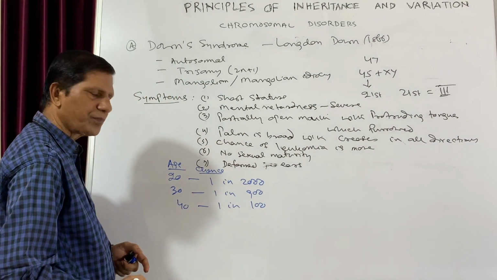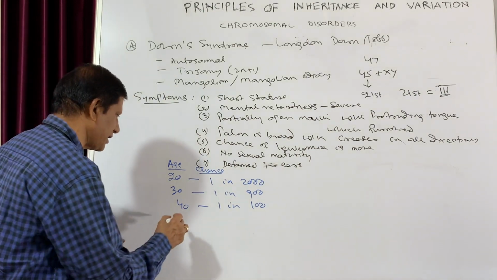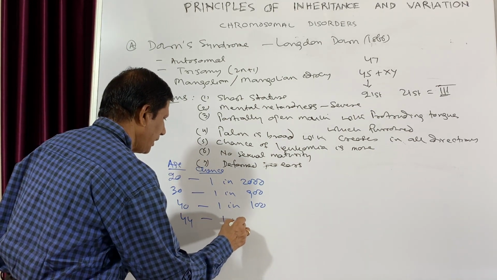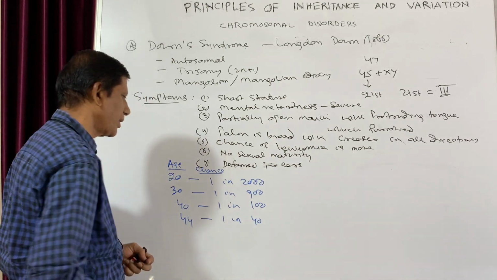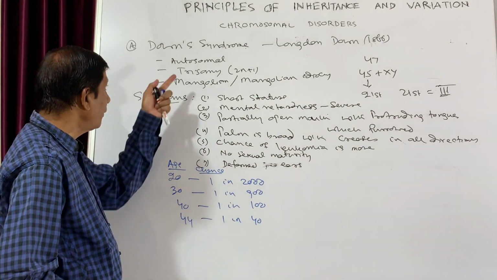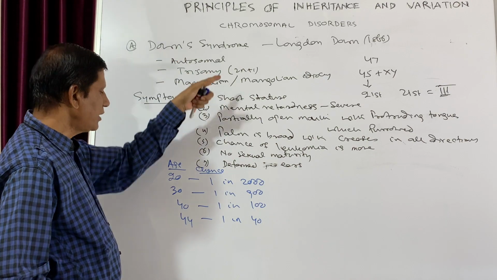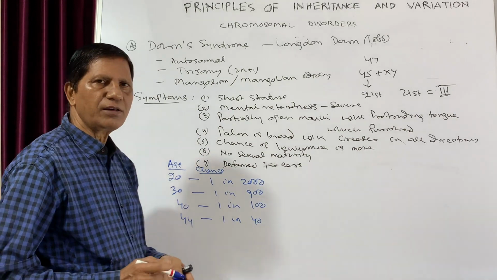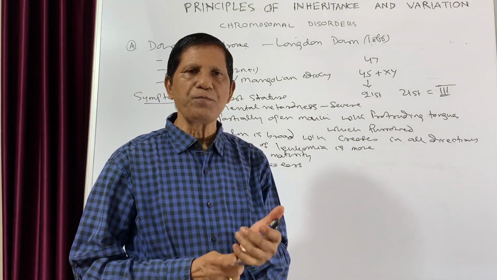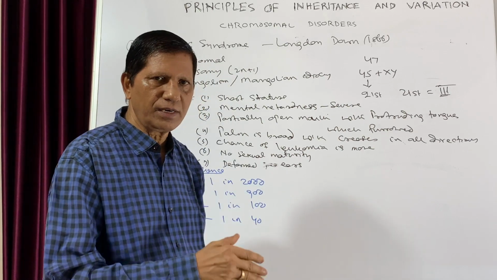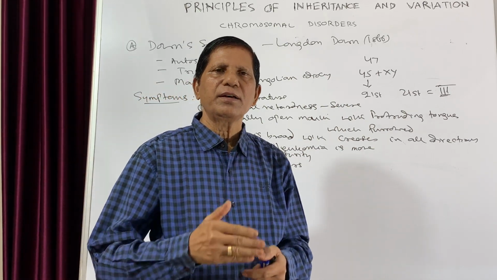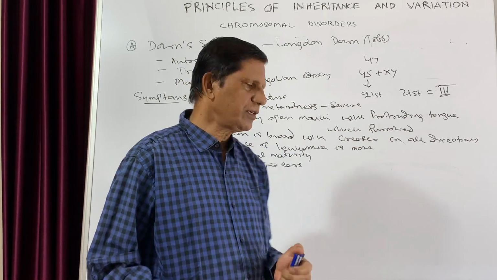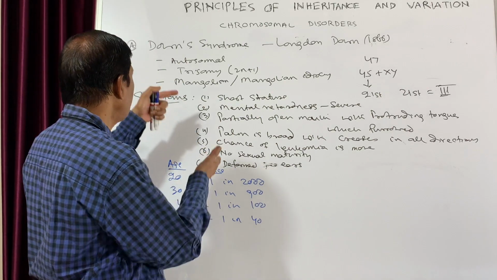And when the age of the mother still increases, suppose the age of the mother is 44, then it will be 1 in 40. That means the probability of children born with Down syndrome will increase. With the greater age of the mother, the chance of Down syndrome increases. That is why after a particular stage, after 30-35 years, the mother should not give birth to offspring, because this probability is there. So this is about Down syndrome.